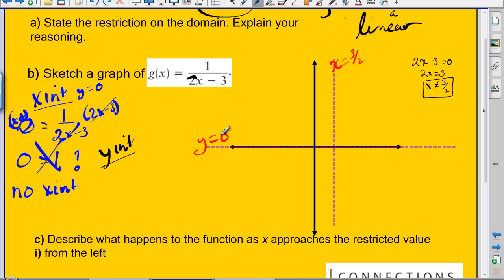The next item that we can pull out is the y-intercept, and the y-intercept is when we set x to be 0. So just cover that up, and what's left over is 1 over negative 3, and there it is. So I'm going to go and plot that right about here.